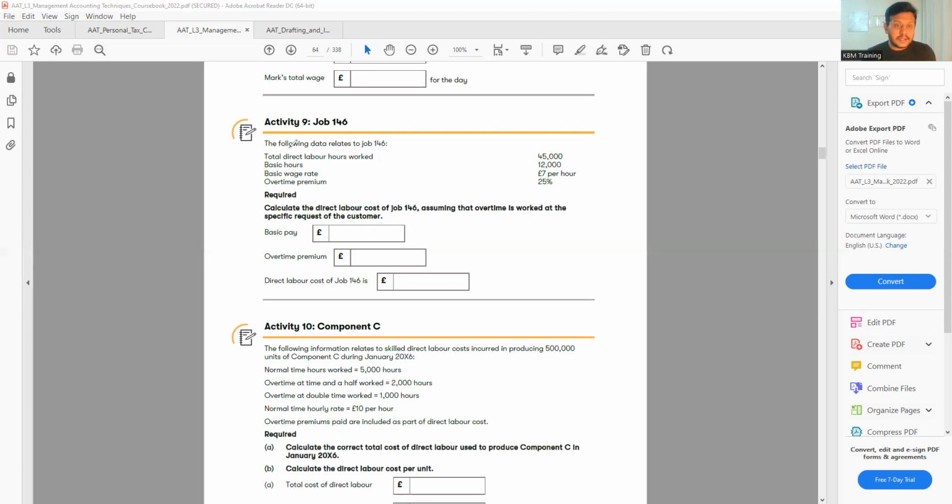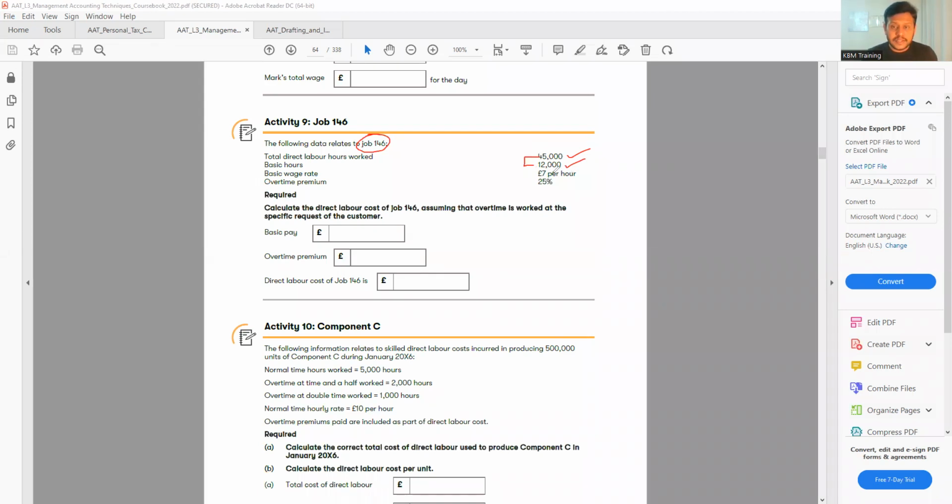Here the question says the following data relate to job 146. That means I'm doing only one job, number 146. So I'm not making so many identical items at the same time. I'm working on only one project. Total direct labor hours worked: 45,000. Basic hours: 12,000. So you can understand easily, if the total working hours is 45 and the basic is 12, the difference is the overtime hours. So you understand it very easily.